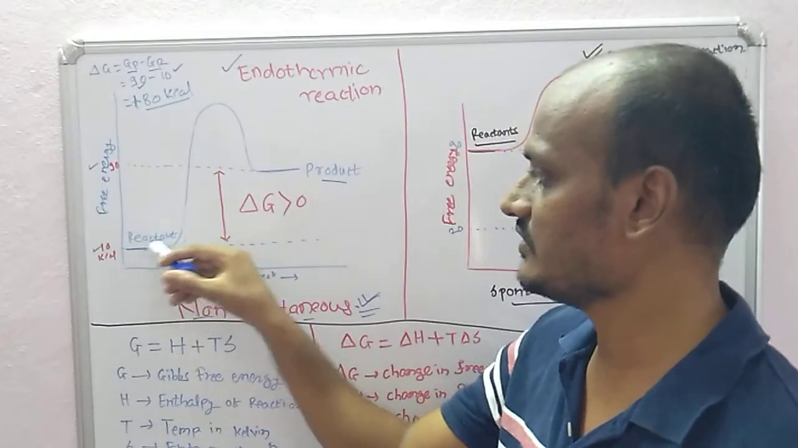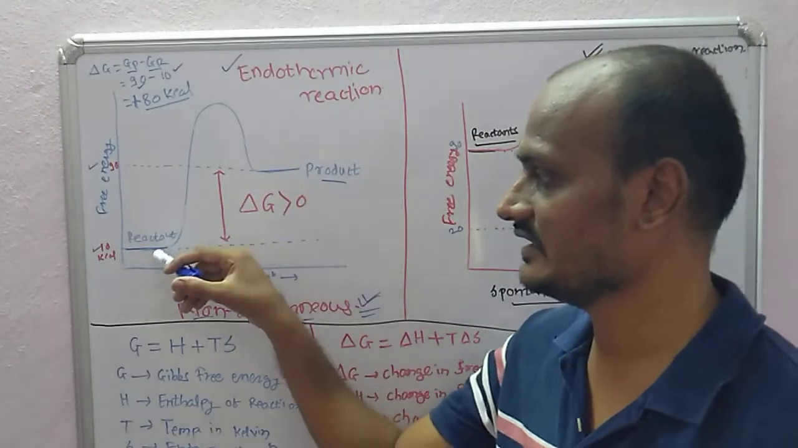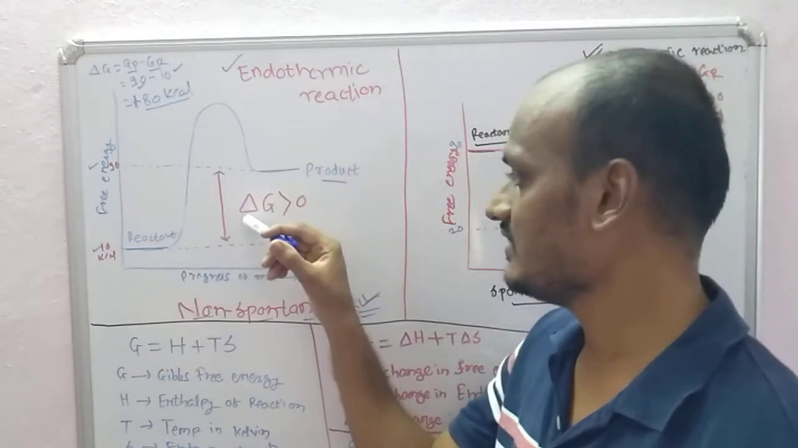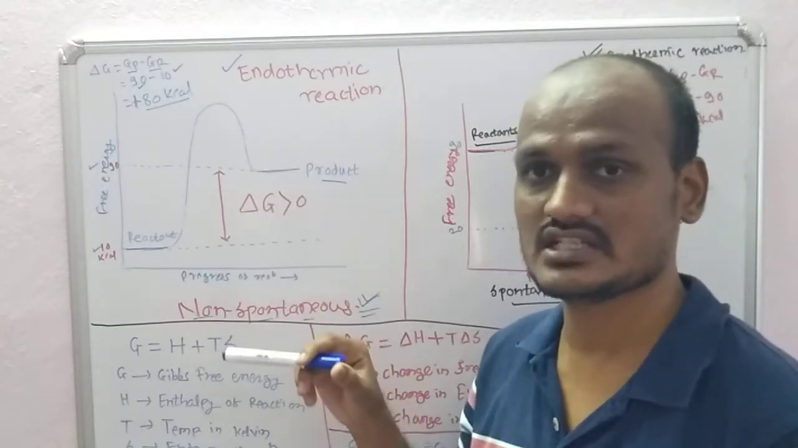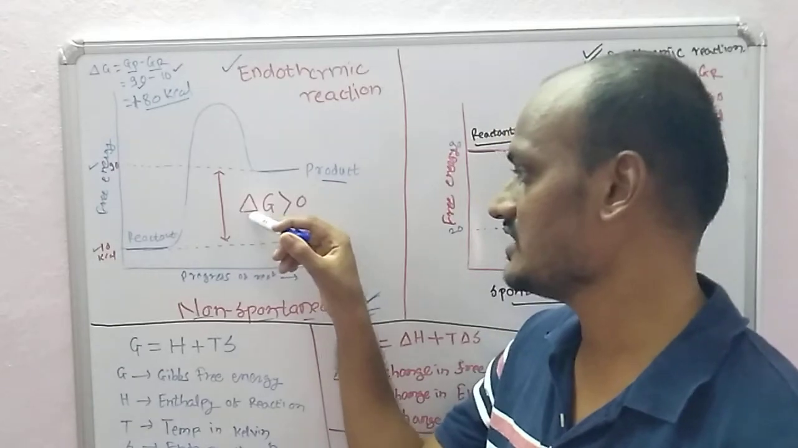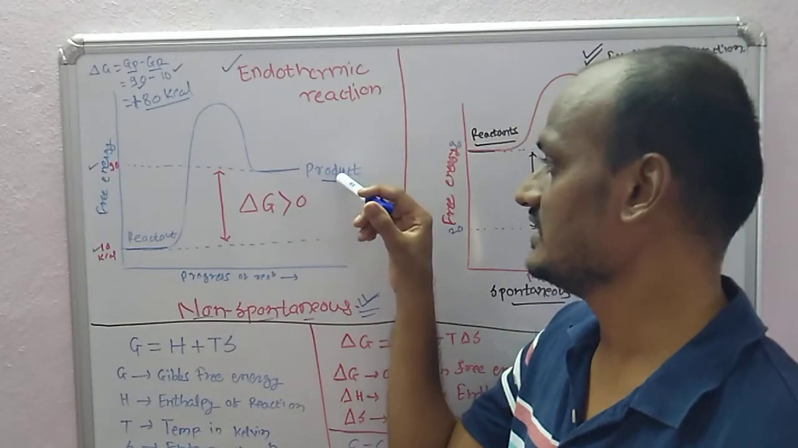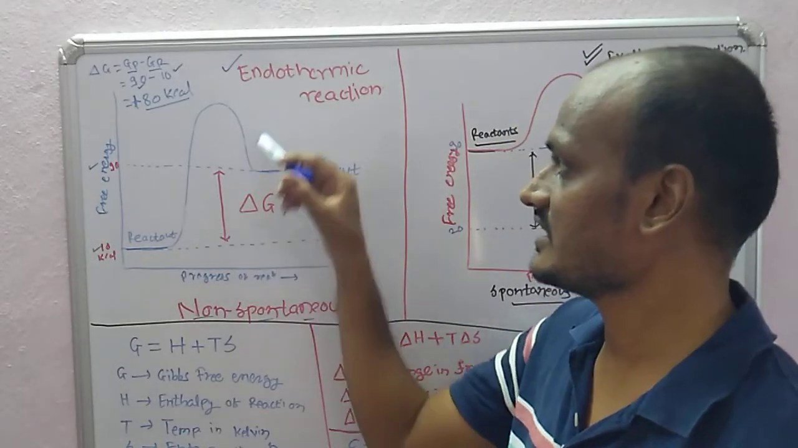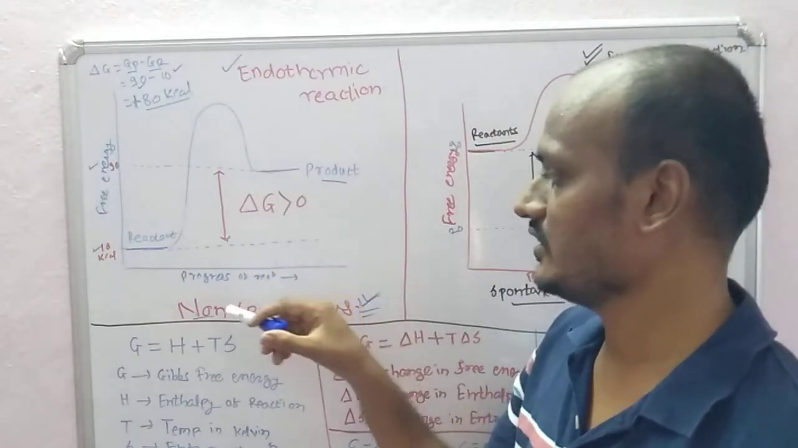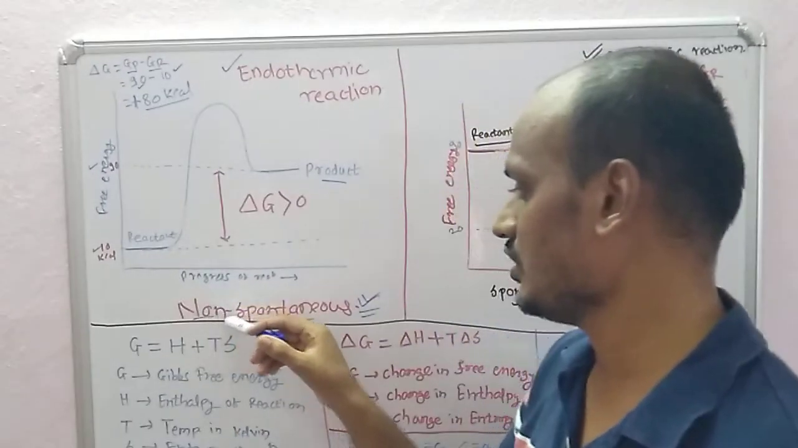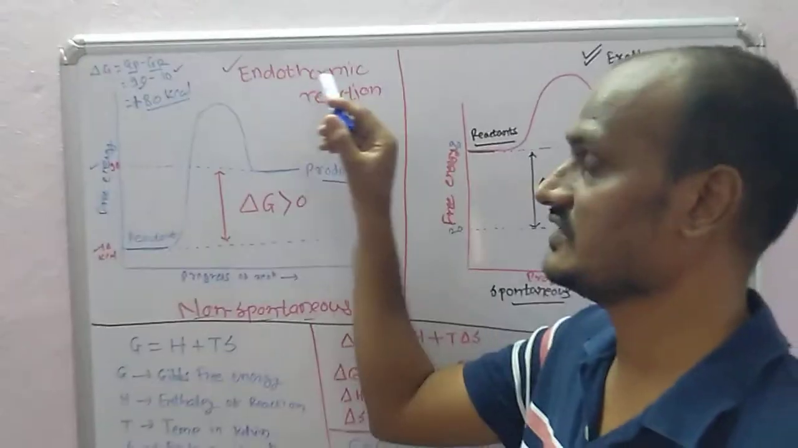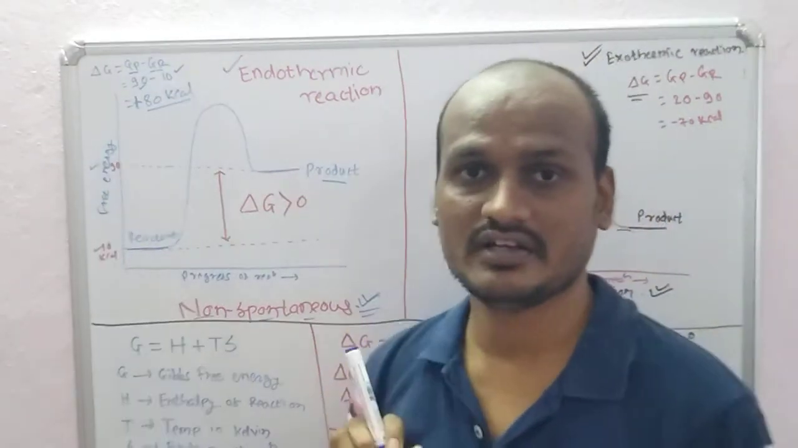So you can see the energy of the product is higher than that of the reactant. It means that delta G, the free energy change, is higher than 0. So this reaction has a positive delta G, greater than 0. Whenever a reaction is endothermic, it is a non-spontaneous reaction, and this is what we call an endothermic reaction.